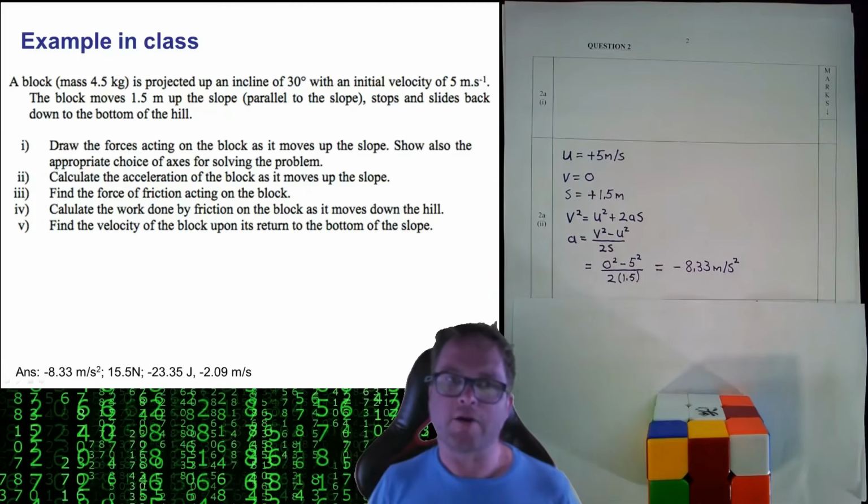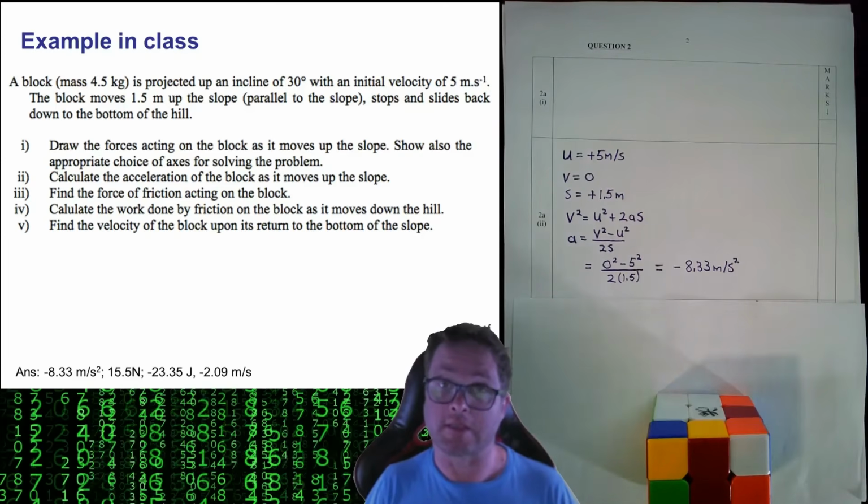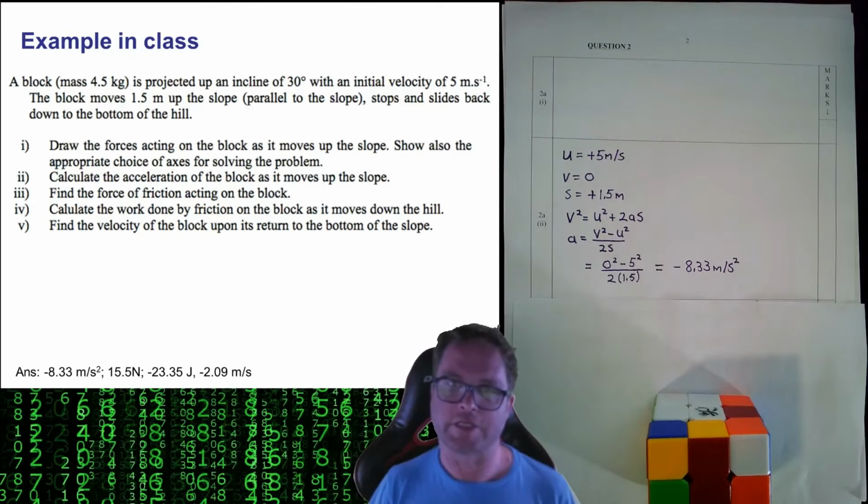The second part of the question asks us to calculate the acceleration of the block as it moves up the slope. So remember, what's happening is the block is moving up the slope. It's moving a distance of 1.5 meters up the slope, and then it's coming to rest and stopping. So this means that it has an associated acceleration with its motion, and we're asked to calculate that acceleration.